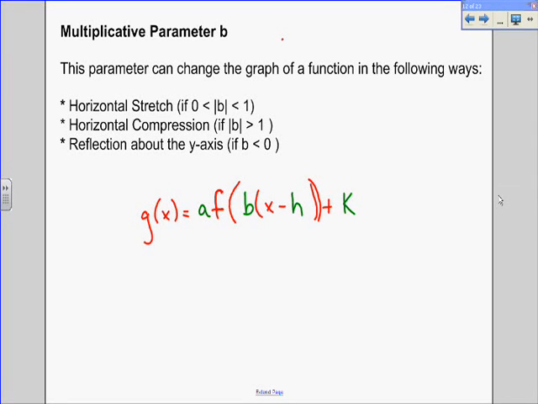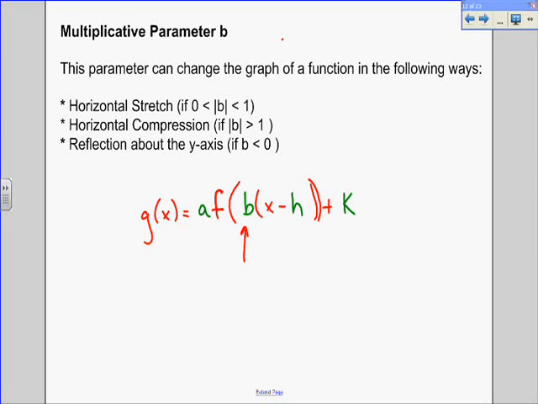So our next parameter is another multiplicative parameter. So we're multiplying something by this parameter b. Okay, so b is located there. So if you're thinking about your function, you're going to see this value of b, this number for the parameter b, is going to be located inside of a bracket beside the x.